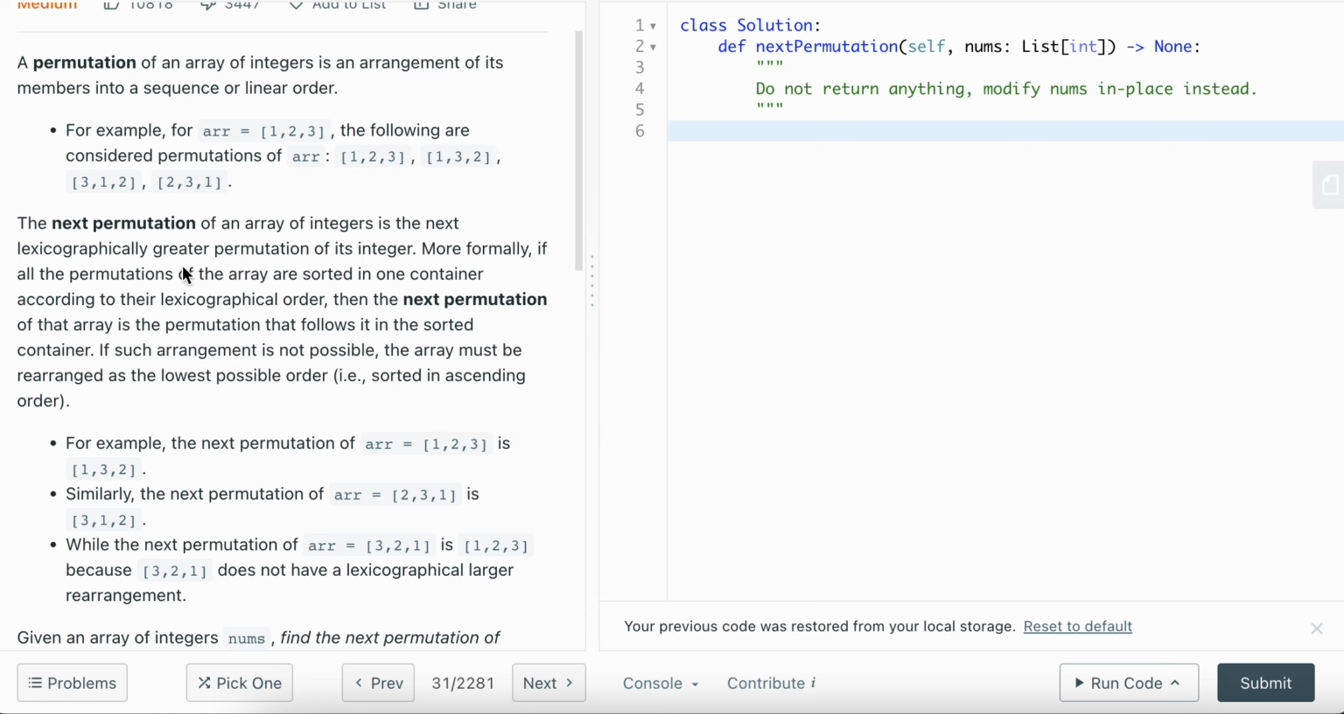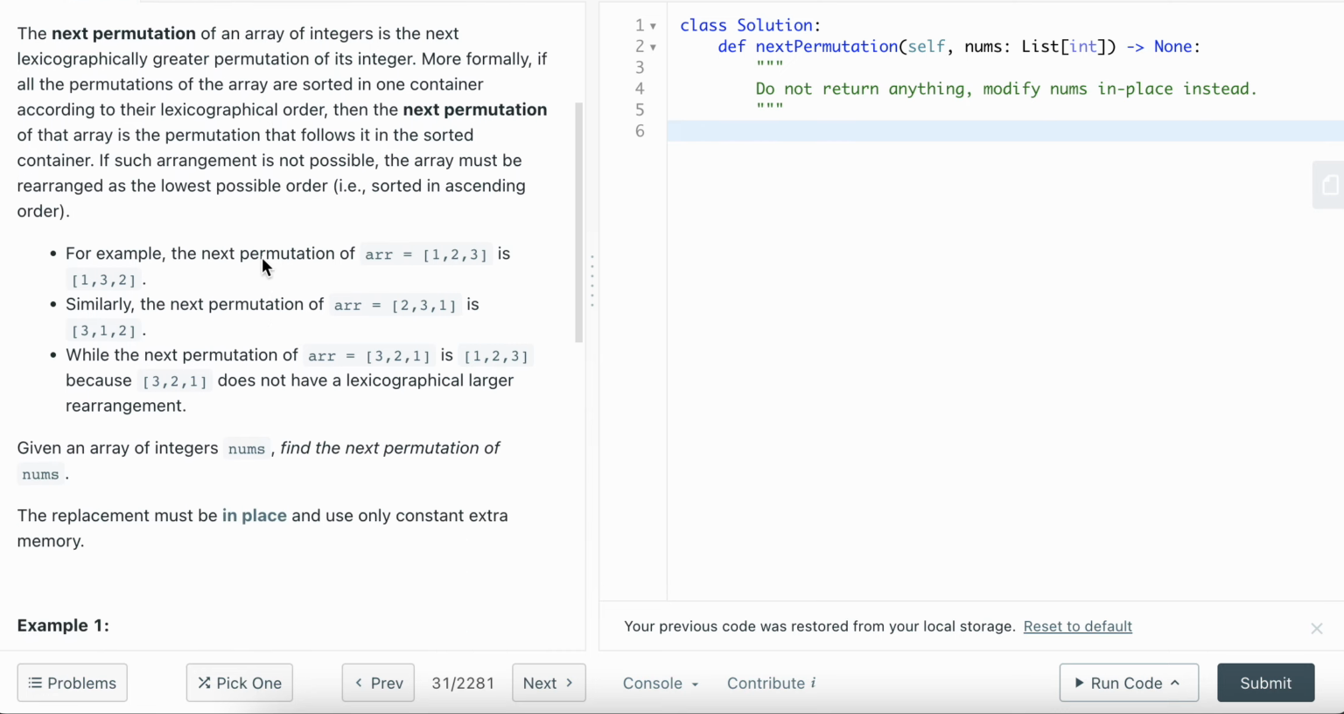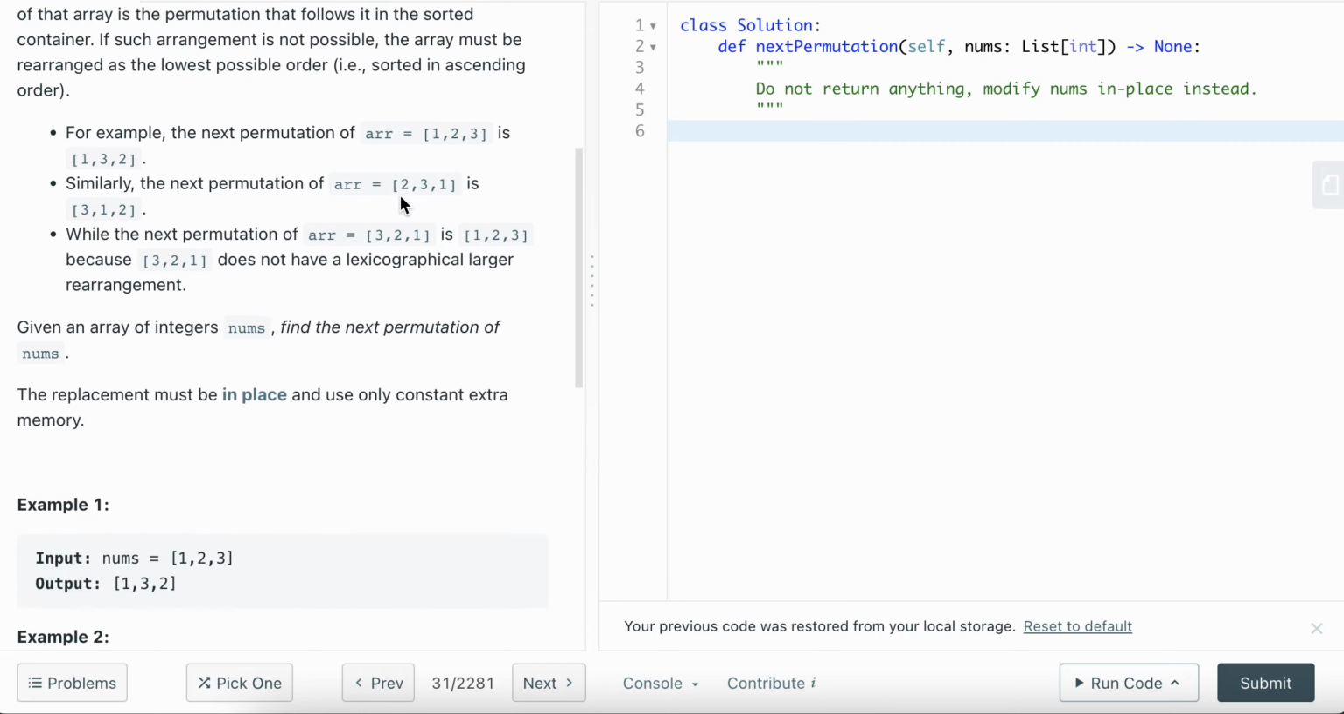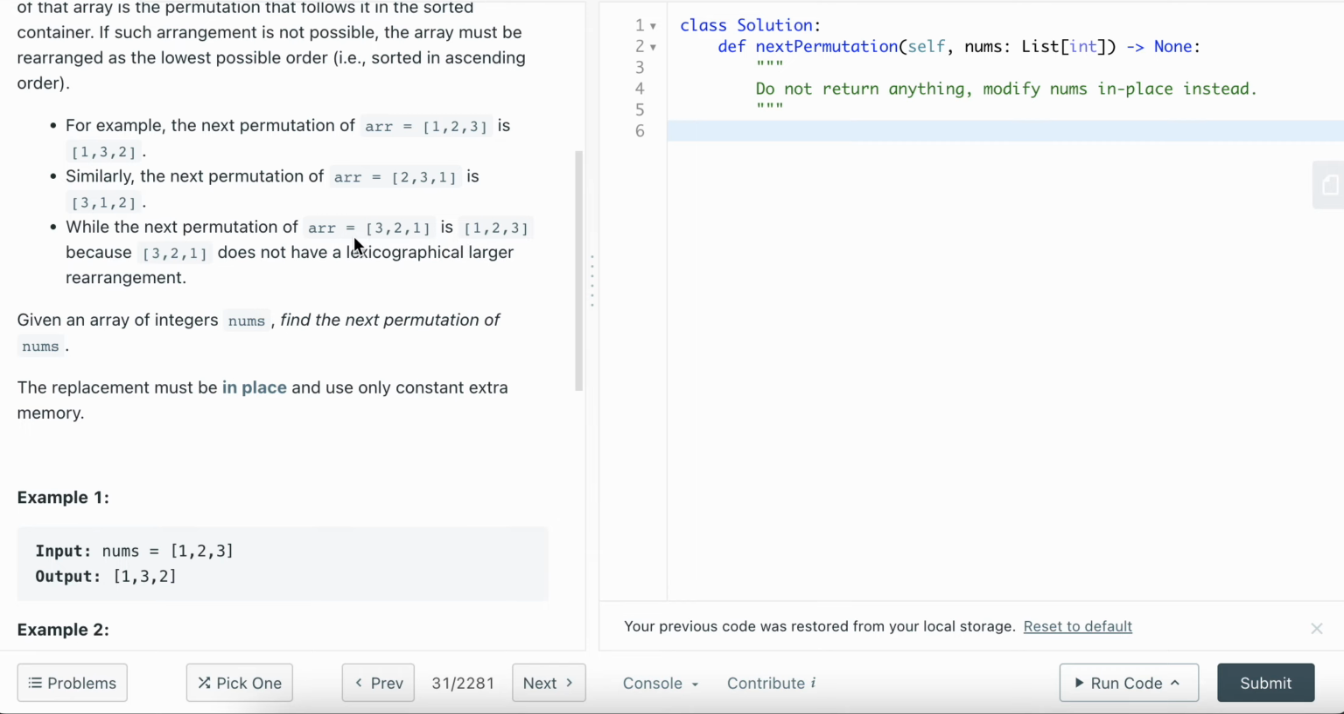Basically, the lexical order is greater than the current one. So for example, the next permutation of 1, 2, 3 is 1, 3, 2, and for 2, 3, 1 it is 3, 1, 2. The next permutation of 3, 2, 1 is 1, 2, 3, because 3, 2, 1 is already at the end, it's all in descending order. It does not have a lexically larger rearrangement, so you basically start from scratch and reset it.